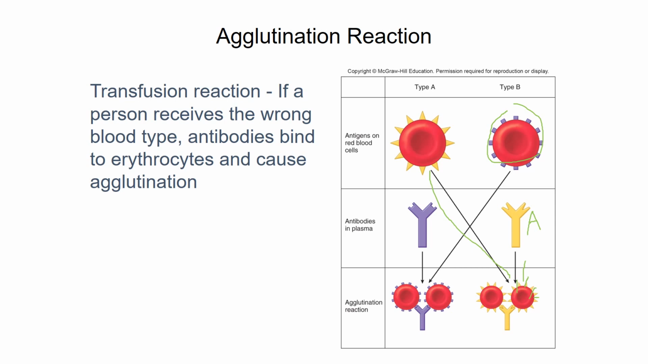And then same thing if type B blood was given type A blood. So if this was the recipient and this was the donor, then we would have clumping here, where the B antigens would be clumped with those anti-B antibodies.